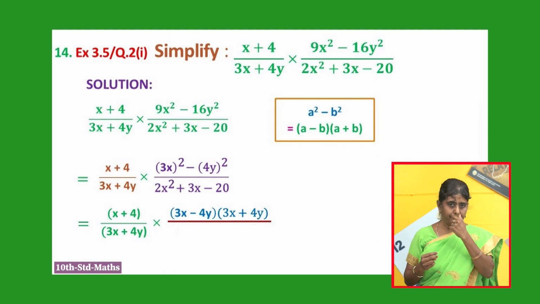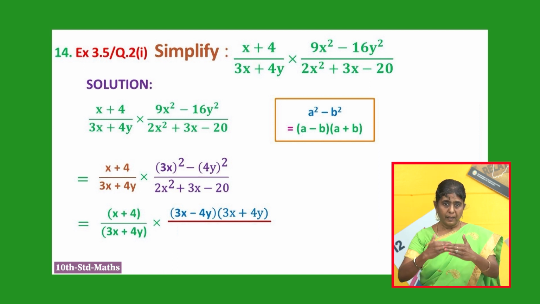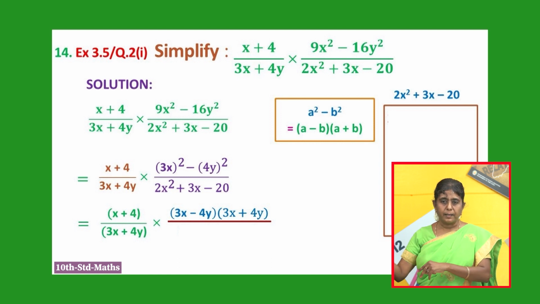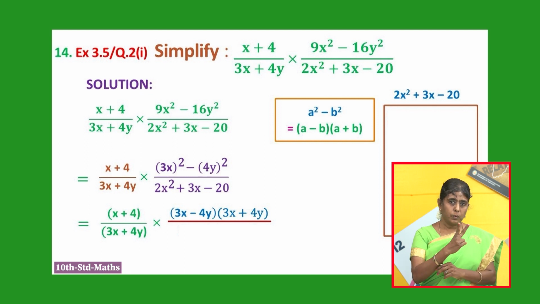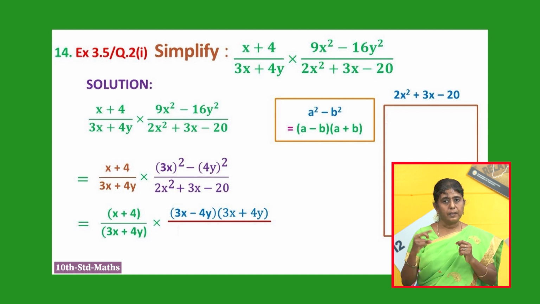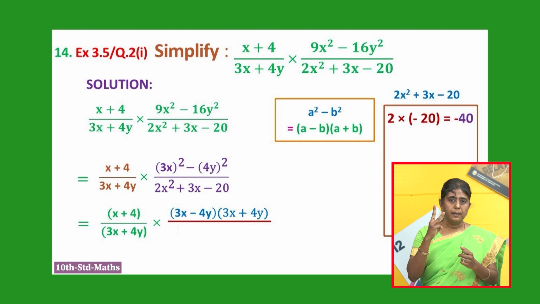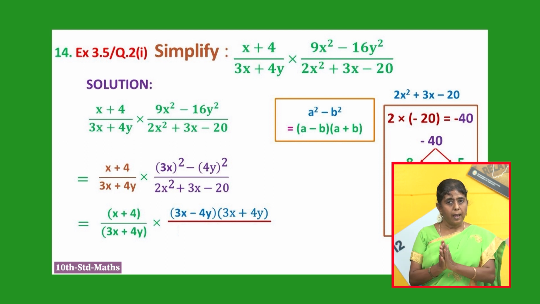Now let's go for the denominator. What's there in the denominator? 2x squared plus 3x minus 20. That we have to factorize. The first number, the coefficient of x squared, is 2. The last number is minus 20, multiply them. So 2 into minus 20 is minus 40. What's the number in the middle? 3. So which two numbers do we have to select? We can select 8 and minus 5. 8 into minus 5 is minus 40. When we add 8 and minus 5, that will give you 3.